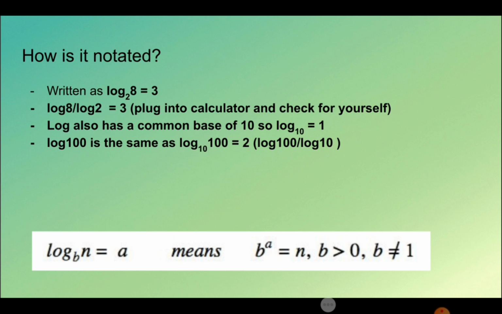And then here, this is also specifically what we were given or shown in class. Log base b of n is equal to a. So basically it means that the base to the power of a is equal to n, and usually you're solving for the exponent, which is a. And b cannot equal 0, because 0 to the power of anything is just 0, and if it equals 1, 1 to the power of anything is just 1.